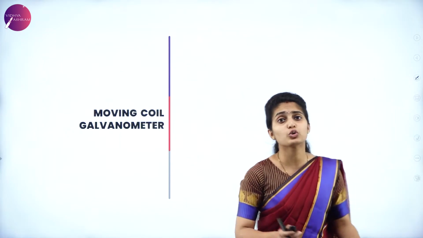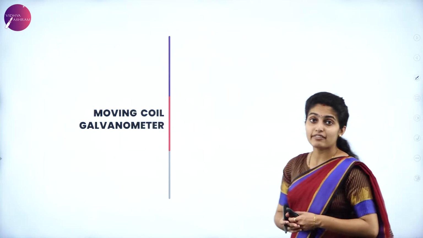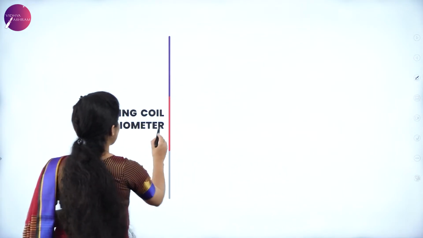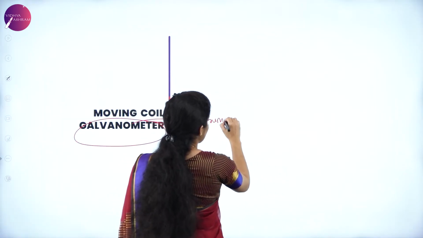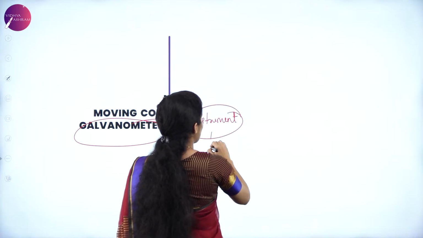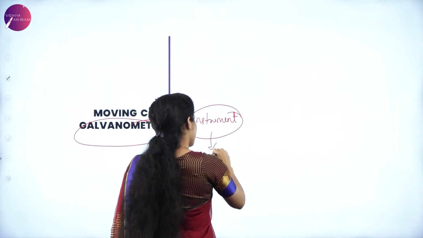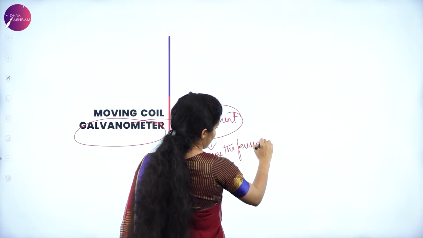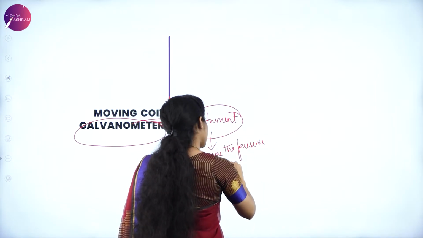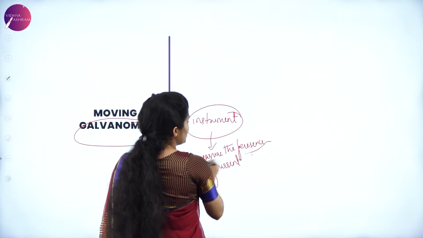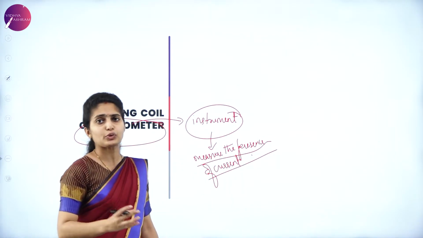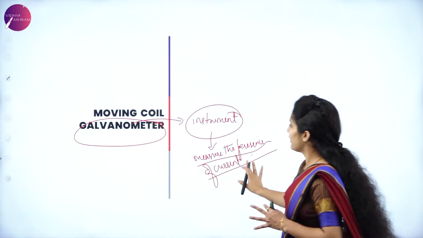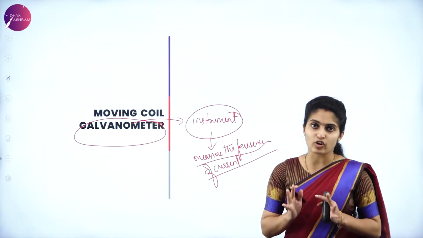Next we are going on to the moving coil galvanometer. What is meant by a galvanometer? A galvanometer is the instrument which is used to measure the presence and direction of the current. So the galvanometer is the measuring instrument of the current.